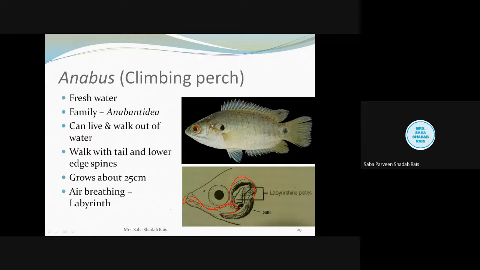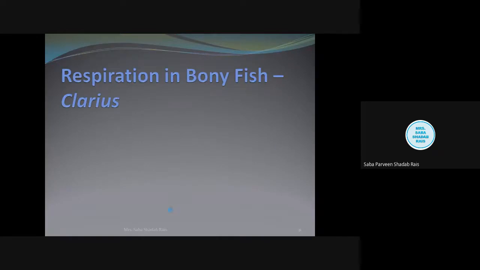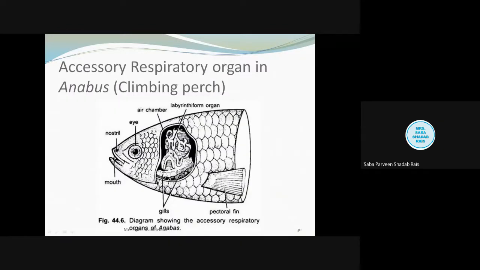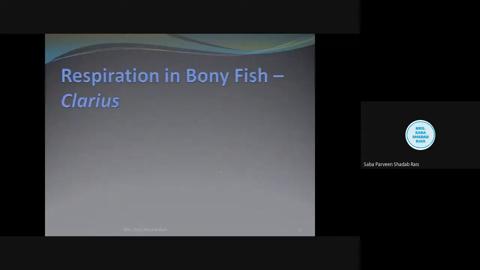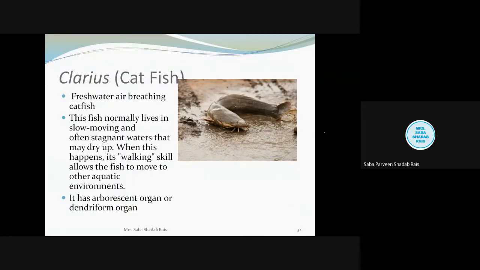Now one more such modification can be seen here. See, this is the special chamber. This is your operculum, the labyrinthine organ is there, and you can see gills are there, and above the gills the labyrinthine organ is present. Now another type of such modification can be seen in Clarias. Normally we call it a catfish. Now you will observe in the catfish a special type of respiratory organ.